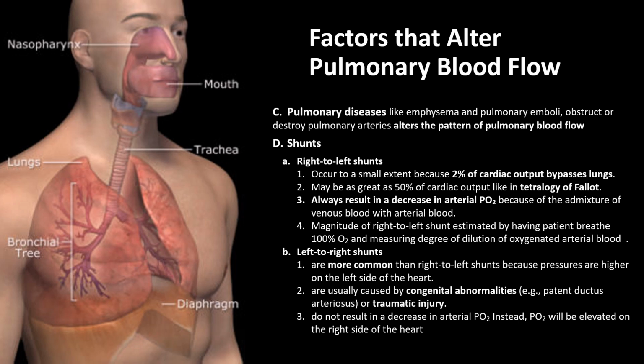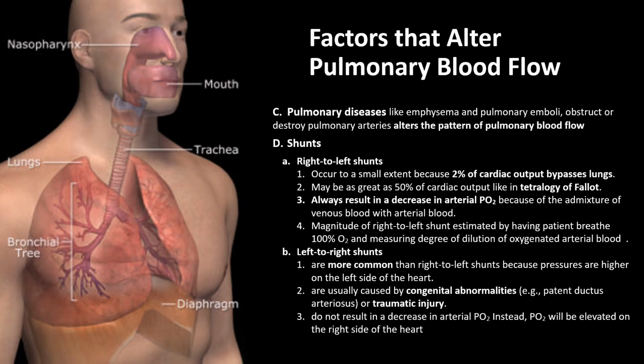Lastly, shunts. Right to left shunts normally occur to a small extent because 2% of the cardiac output bypasses the lung. They may be as great as 50% of cardiac output, like in tetralogy of Fallot. They always result in a decrease in arterial PO2 because of the admixture of venous blood with arterial blood. The magnitude of a right to left shunt can be estimated by having the patient breathe 100% O2 and measuring the degree of dilution of oxygenated arterial blood by the non-oxygenated shunted or venous blood.